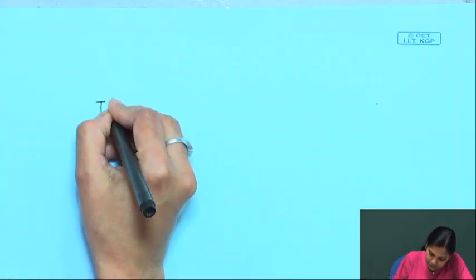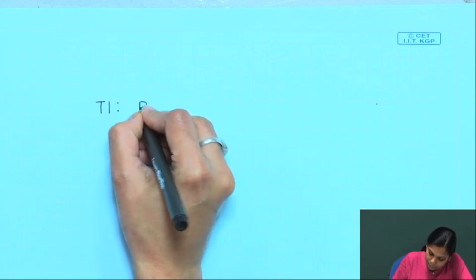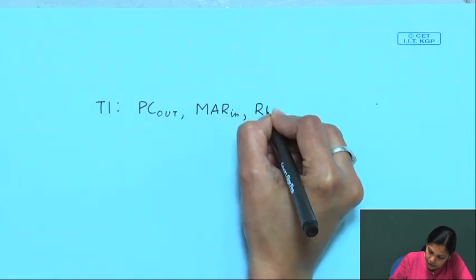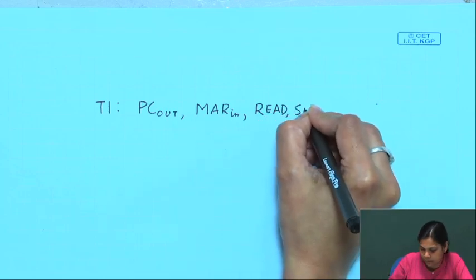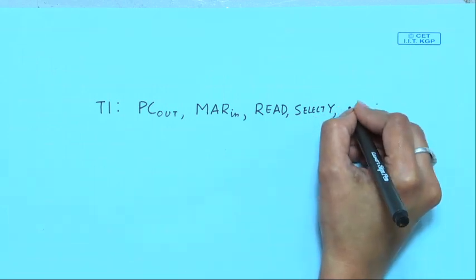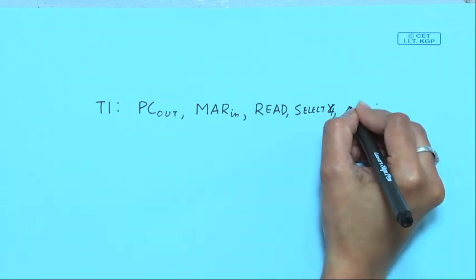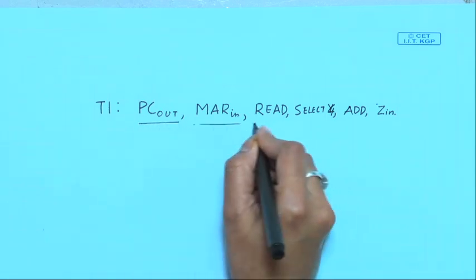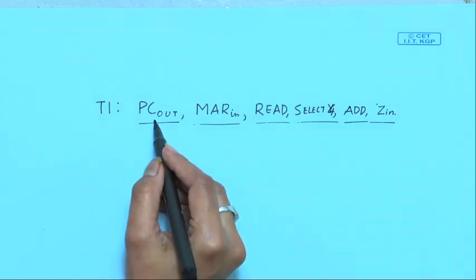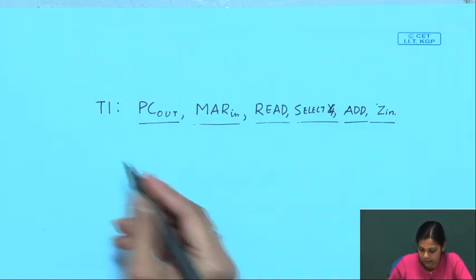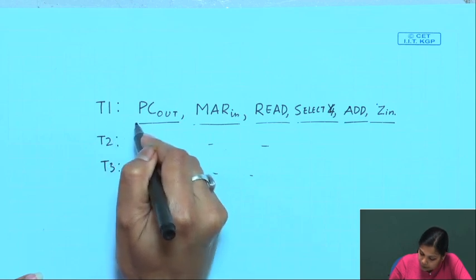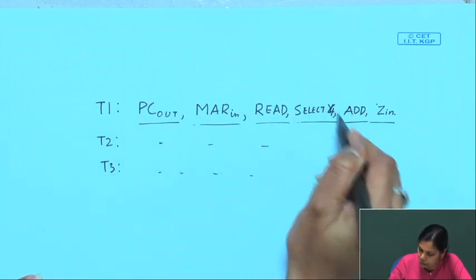In T1, what is performed? PC out, MAR in, read, select Y, select 4, add, Z in. So at T1, for all the instructions, these signals must be generated. Similarly, in step 2, some more signals, step 3, some more, and so on. So at T1, we need PC out, MAR in, read, select 4, add and Z in.